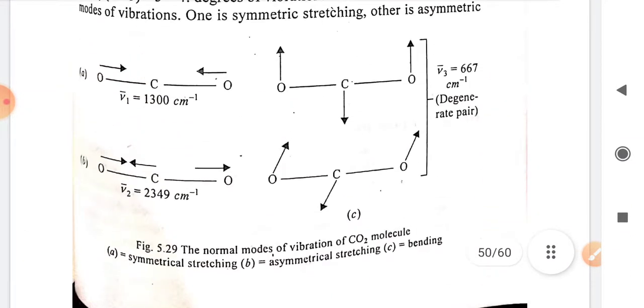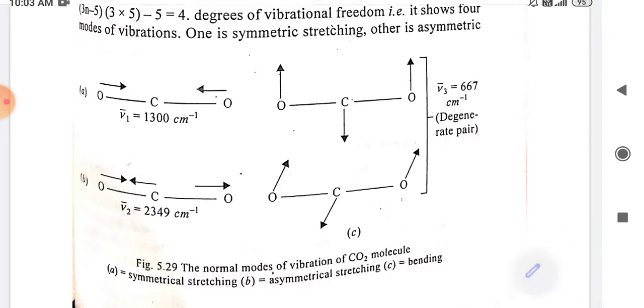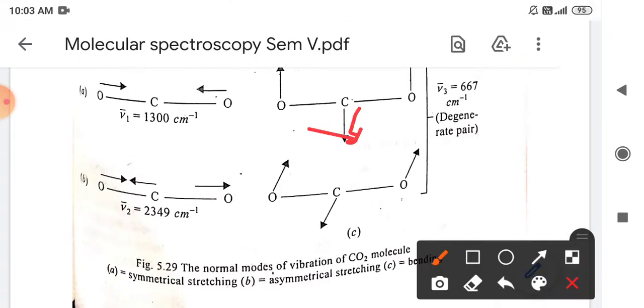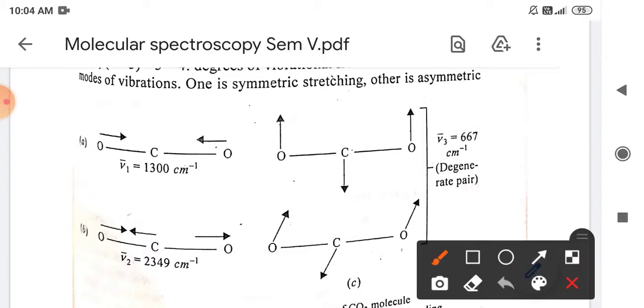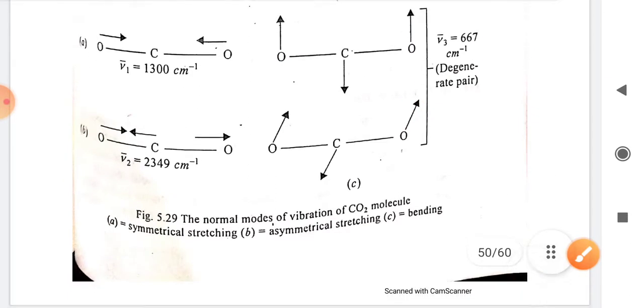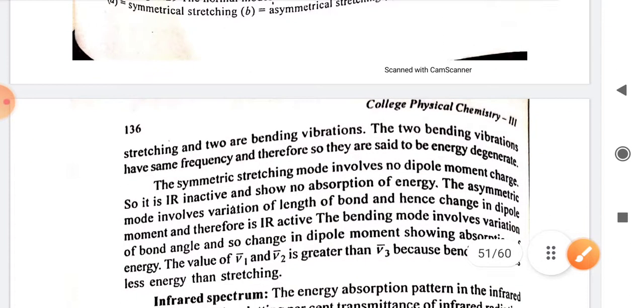And these two bending modes here in the diagram, you can also see this here. These two modes of bending are also degenerate, meaning they have the same energy. One is perpendicular to the molecular plane, and another is slightly tilted. Both of these bending motions have degenerate energy, around 667 centimeter inverse, and one is the symmetrical stretching and another one is the unsymmetrical stretching.